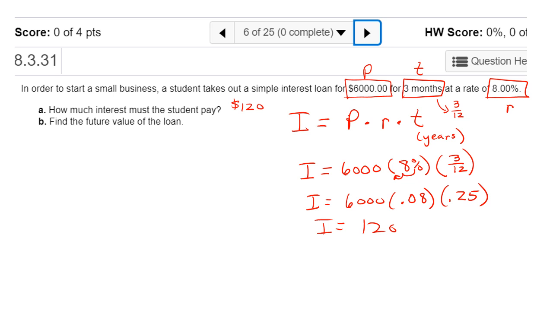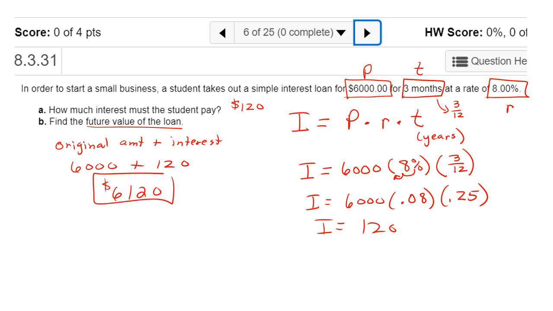Now you're asked in question B the future value of the loan. The future value will be that original amount that was borrowed plus interest. So the original amount borrowed was $6,000 plus $120 in interest. So that is $6,120 that will be the total future value of that loan.